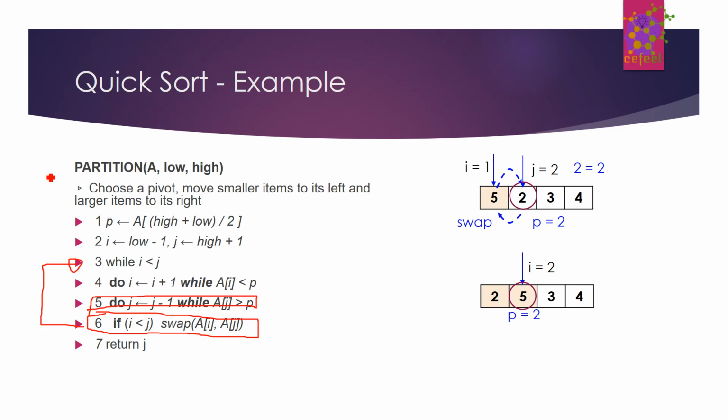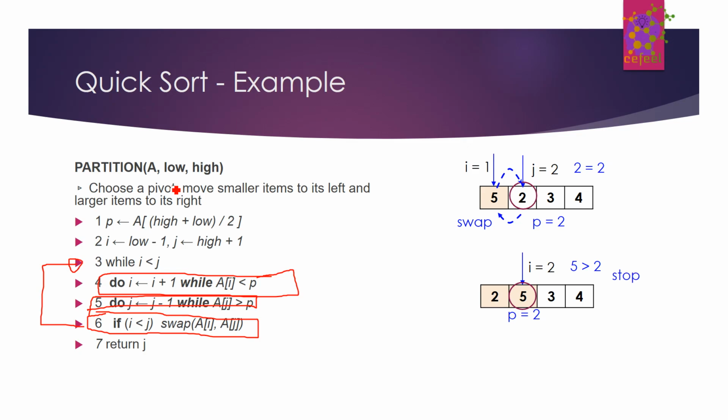and we will go to step 4 now. In step 4, which means again finding an element on the left side that is out of place. So I will be incremented to 2 now because I was 1, and A[I] will be compared with P. So A[I] is 5, 5 is greater than 2, which means we have found an anomaly.